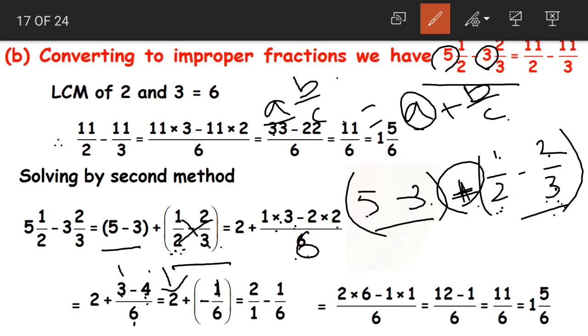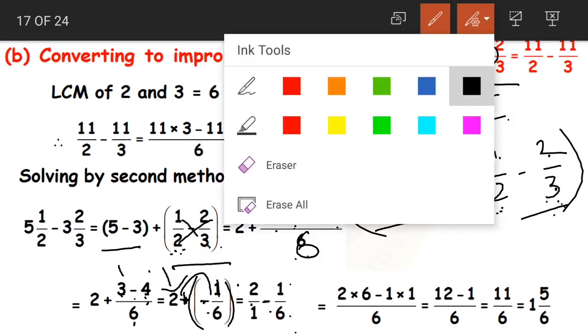Remember from the topic integers, here 4 is the bigger number. It is having the negative sign. So we put the negative sign here. Minus 1 by 6. Now plus, and then in brackets we are having minus. So plus into minus becomes what? Plus into minus becomes minus. So 2 minus 1 by 6.